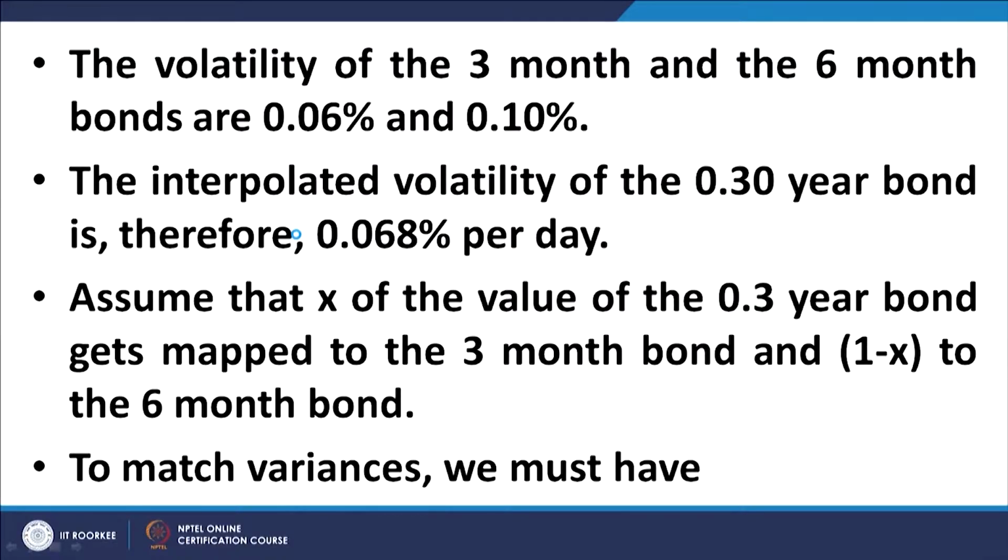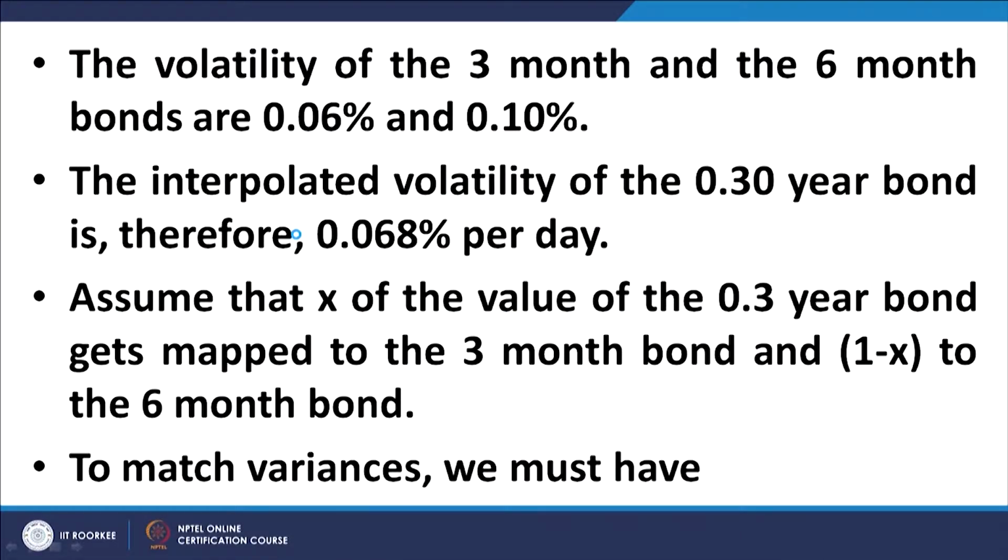The volatility of the 3-month and the 6-month bond is this much. We want that the volatility of X should be equal to the volatility of the combination of A and B in the appropriate proportion after bifurcation of X, or when X is split up into A and B, the combination of A and B due to the splitting should have the same volatility as the volatility of X.